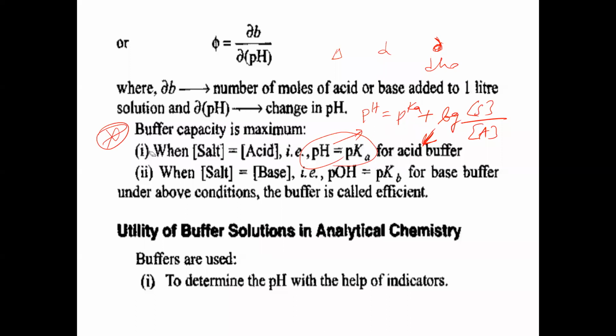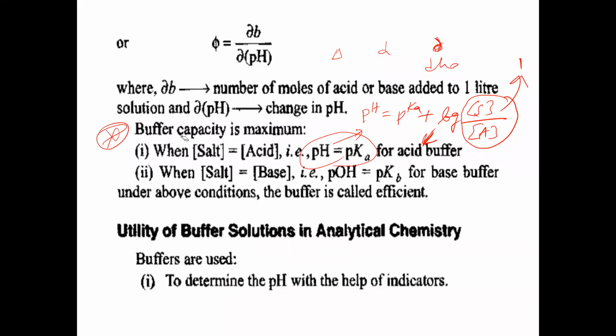Now here, the condition we are taking is when salt concentration is equal to acid concentration. This ratio becomes unity, which means 1. If it is 1, log 1 will be 0. Then pH is equal to pKa for an acidic buffer. When salt concentration is equal to base concentration in a basic buffer, pOH becomes equal to pKb. In this condition, the buffer is said to have maximum buffer capacity.